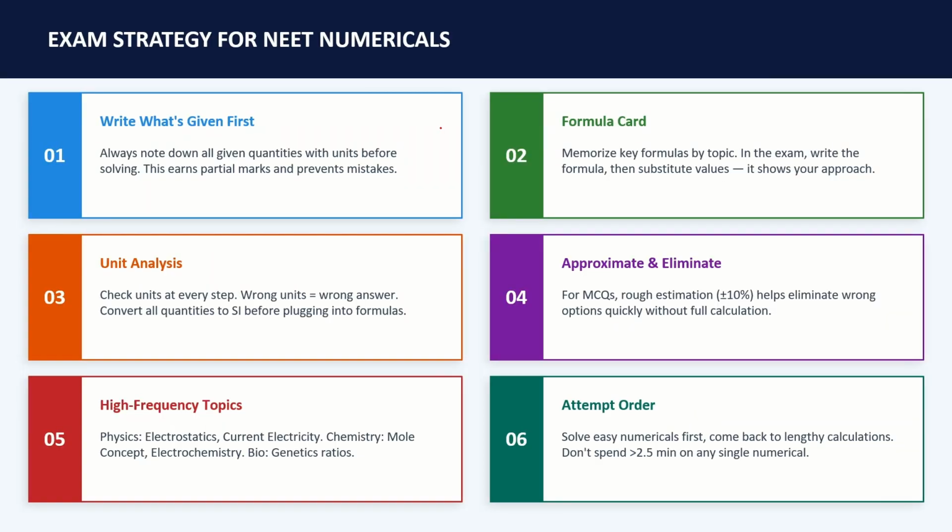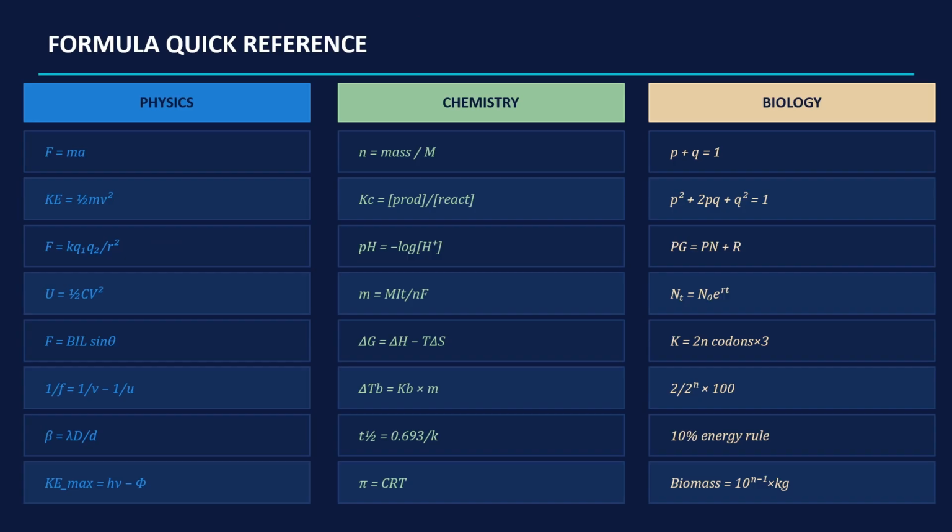So these are some exam strategies which you can use for the NEET numericals. Here it is listed as 6 important points which you can go through. And these are some formulas from physics, chemistry, and biology which you need to remember by heart.